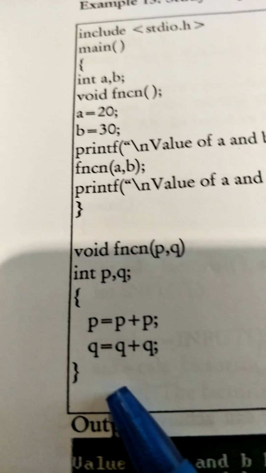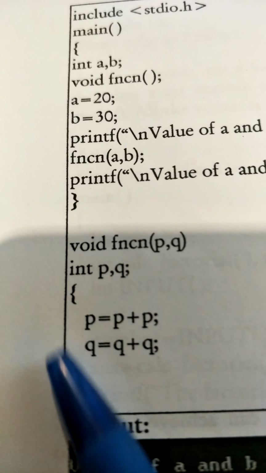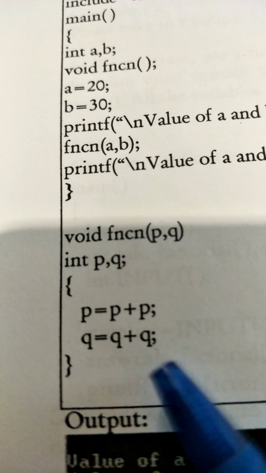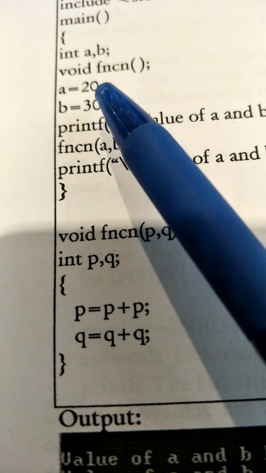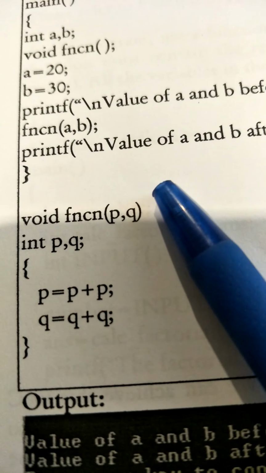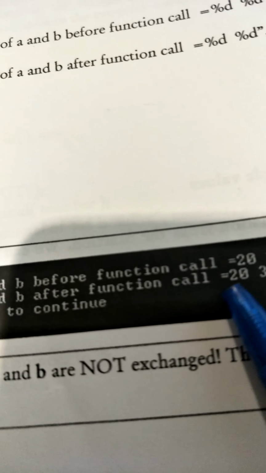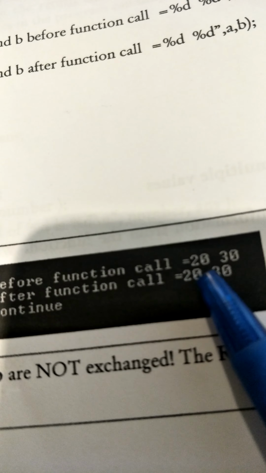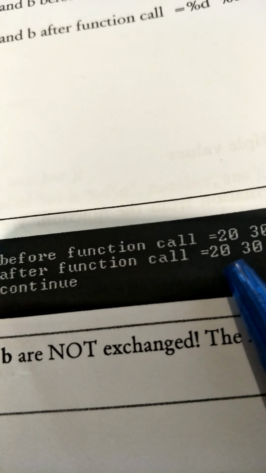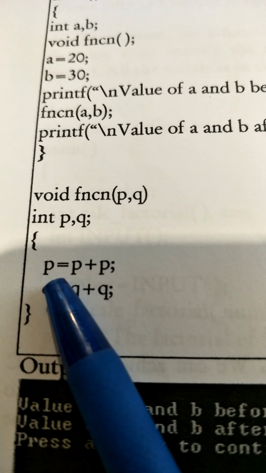So what happened in this case, the compiler will not execute this part. Instead, it just got the same value, a is 20, b is 30, even after we call that function. So if you look at the output there, the value of a and b before the function call is 20 and 30, and after the function call 20 and 30, the same, because we don't put the star, the pointer.